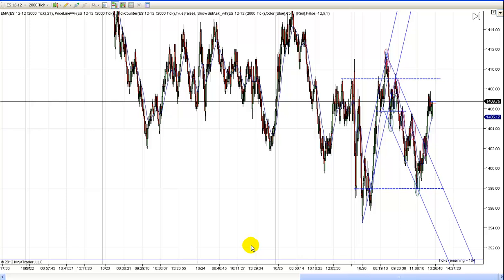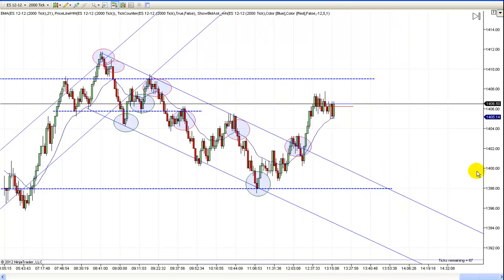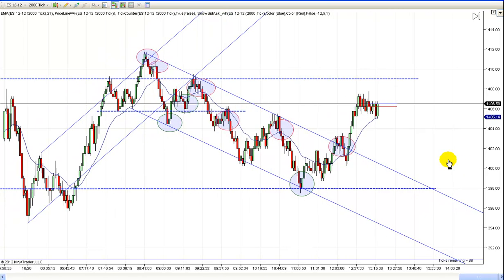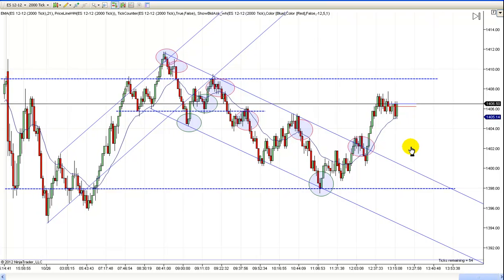But that's what I saw today, up through about 1 o'clock when I quit trading. Actually, I quit trading after this trade right here about noontime. So I'm going to wrap it up.